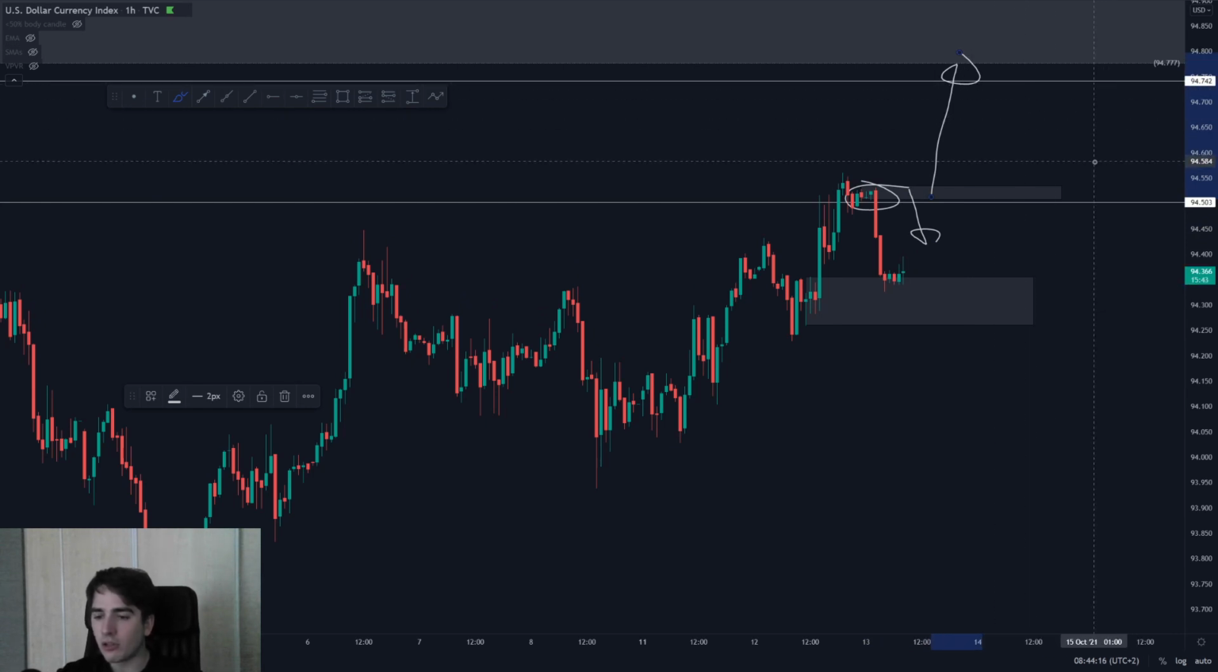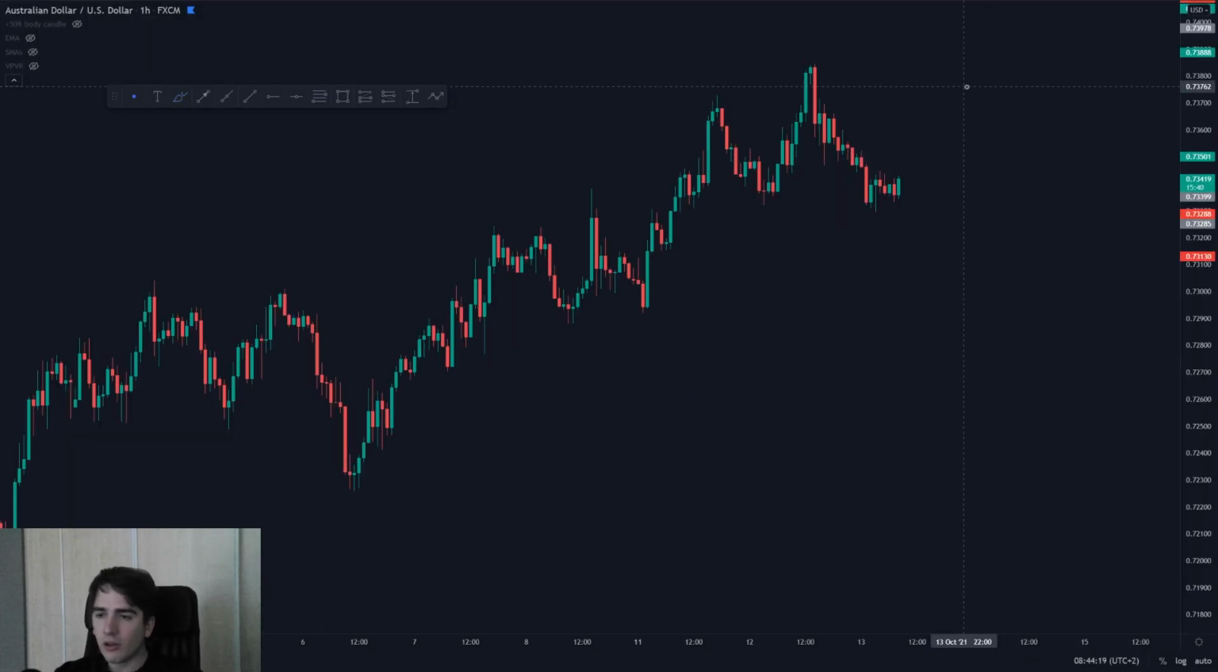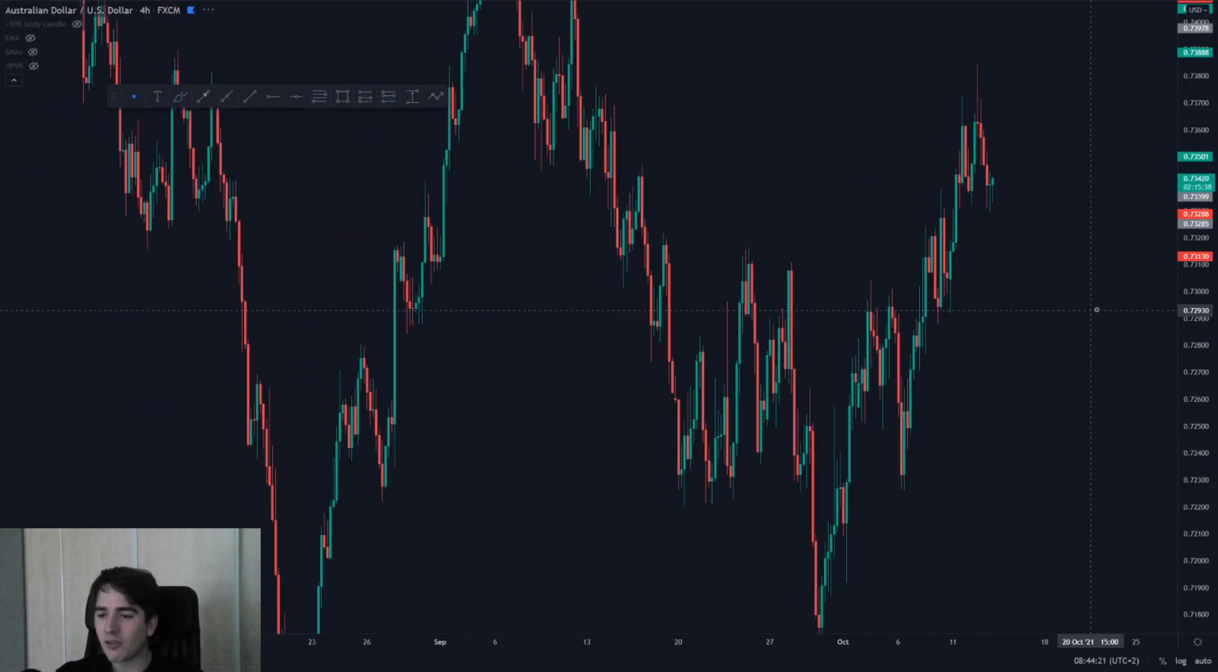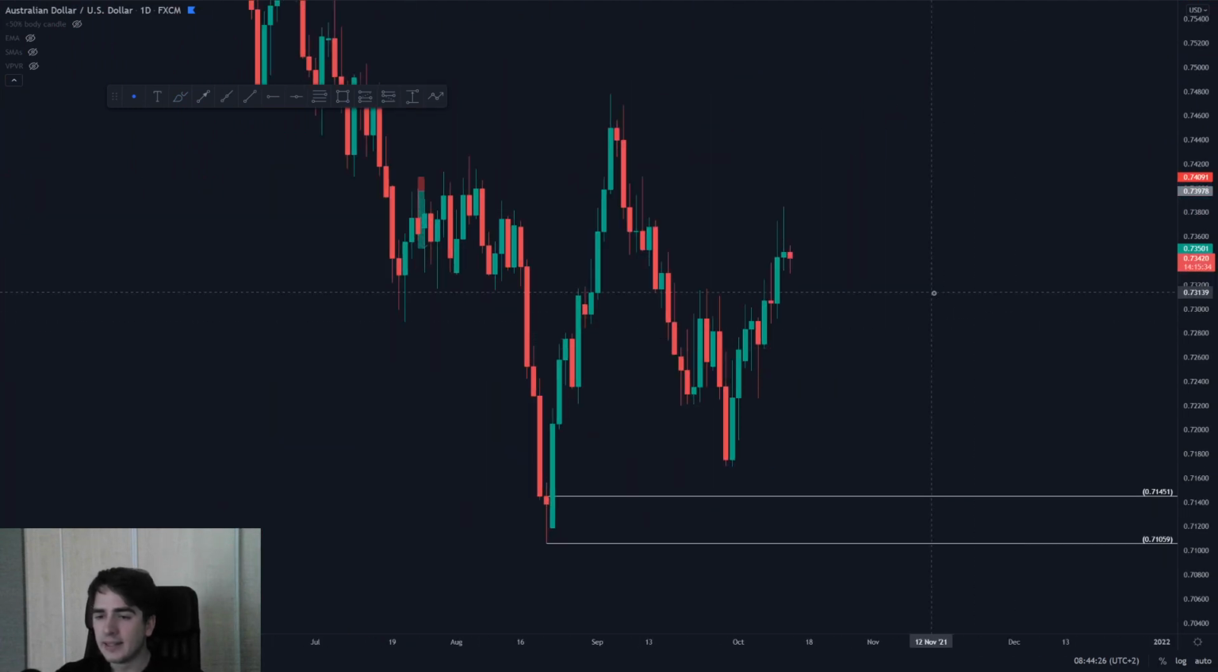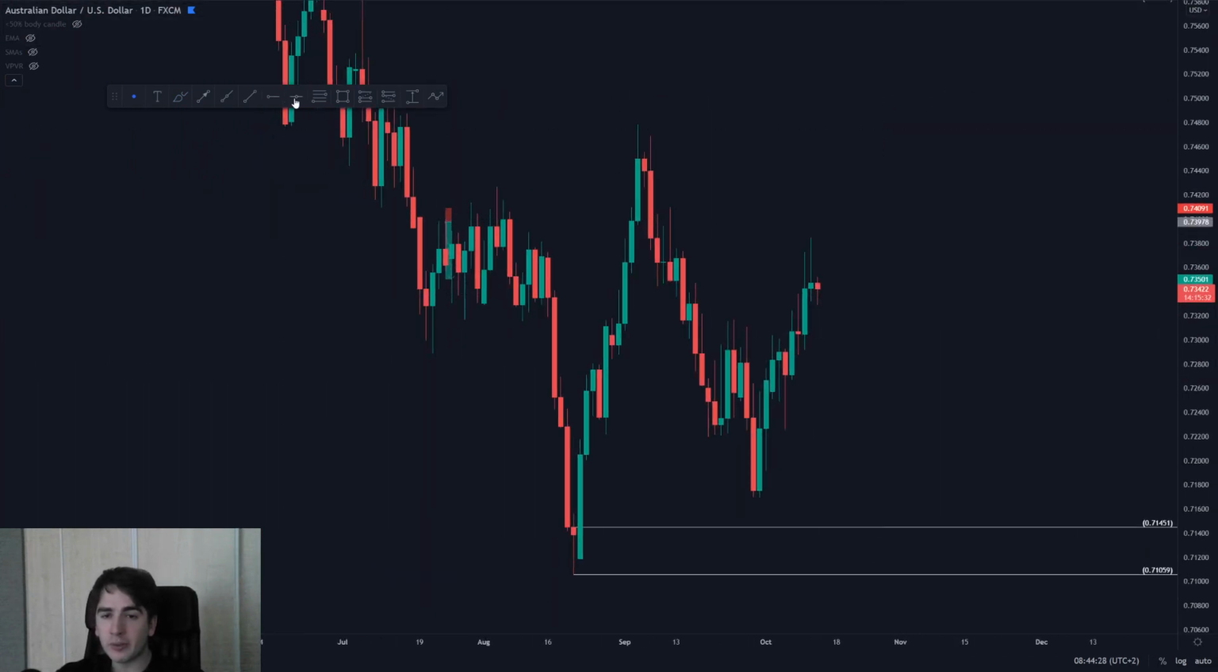So let's head over to Aussie dollar. Aussie dollar, guys, on the higher time frame, like I've already said multiple times, is just so hideous. Looking at the overall structure, what we do have is a very important resistance line over here.